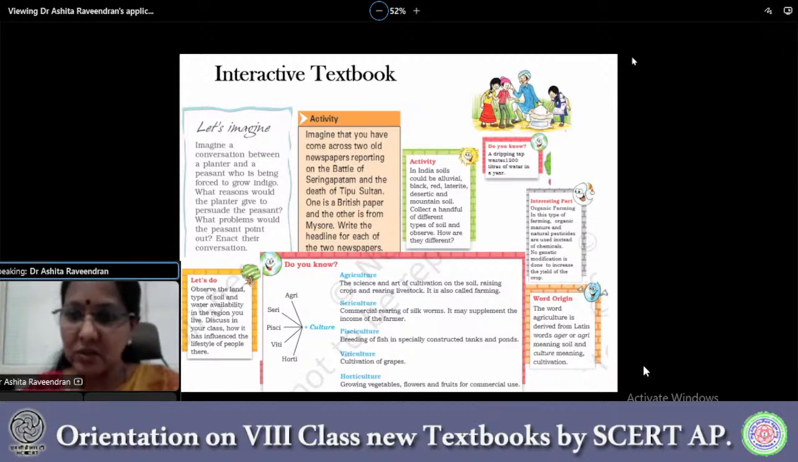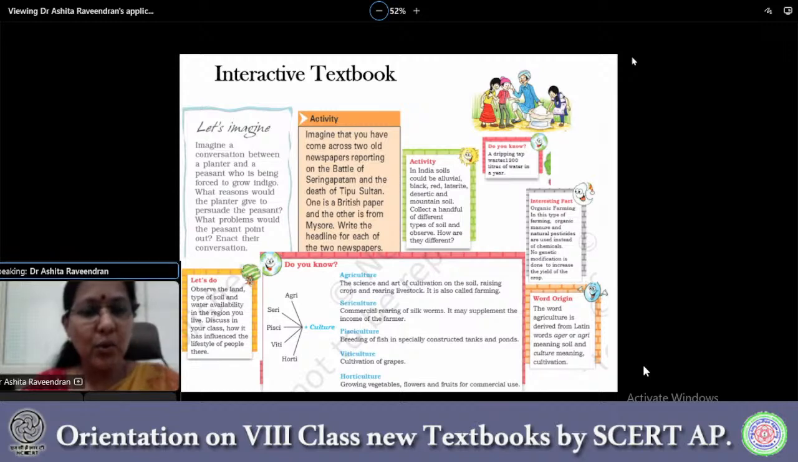There are interesting facts which are being given, like what organic farming is and how it differs from the other types of farming that exist. This has been given as an interesting fact. And there are things given as word origin, for example, where the word agriculture has originated from. Such facts get the child engaged in the textbook. So it's not just reading certain information and facts. It's also looking into the textbook, understanding many things, and doing many activities.